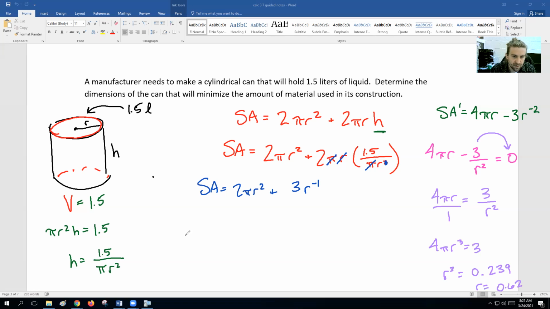Okay, so that means the radius of that cylinder would be about 0.62, and then for the height, we've got to plug that back into here. So what's 1.5 divided by pi times 0.62 squared? We'll square that, multiply it by pi, and then do 1.5 divided by that, and I get about 1.24.